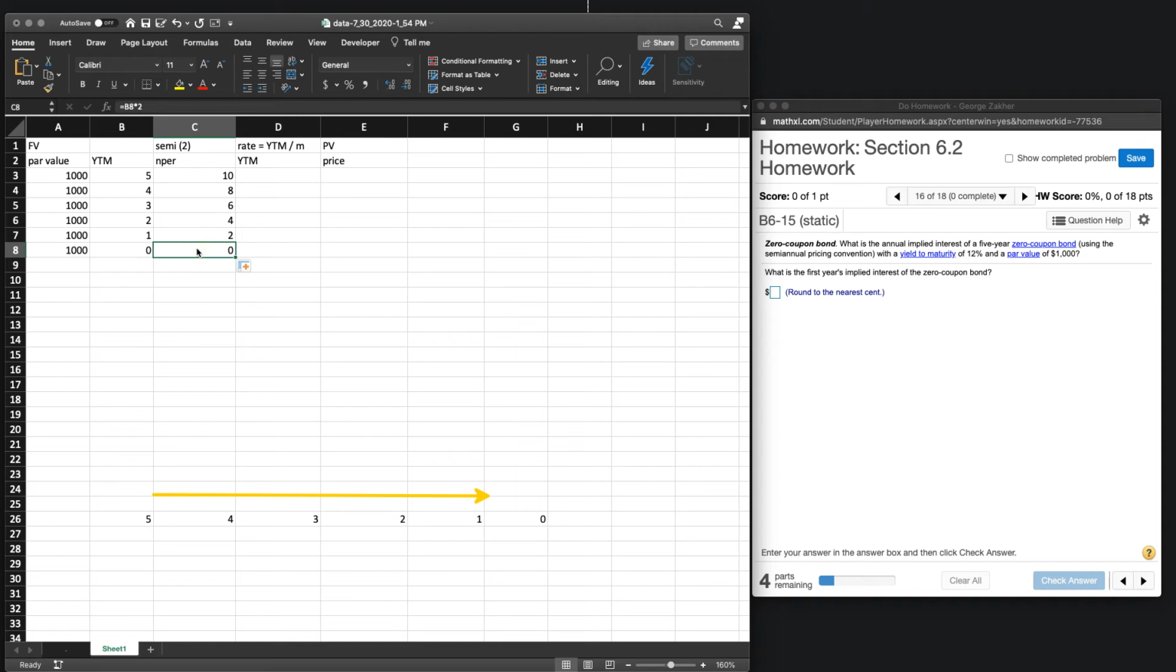Now, yield to maturity, we've got the yield to maturity rate of 12%, but remember that is the annual rate. So we have to convert that 12% into a semi-annual. So again, our yield to maturity is our 12%, but we have to divide that by 2 because it's semi-annual, okay? So we're going to divide that, keep that consistent. And now we can figure out our price.